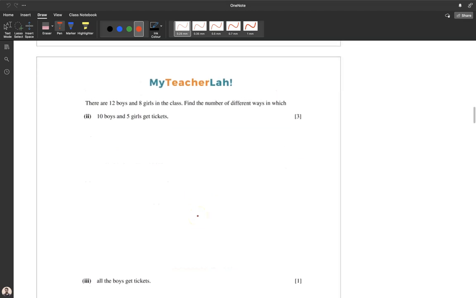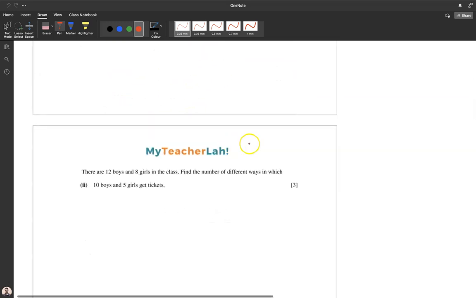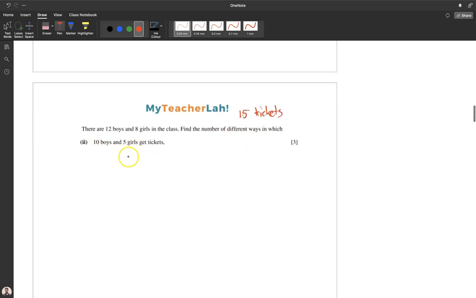So the questions are fairly simple still. Let's say there are 12 boys and 8 girls in the class. Find the number of ways in which 10 boys and 5 girls get tickets. Now we still need to think about the previous situation, because this is part of the same question. How many tickets are we given? We are given 15 tickets. Keep that in mind, because our goal must always be to give out all 15 tickets. Just that now we have some sort of restriction. I want to make sure that 10 boys get a ticket and another 5 girls also get a ticket.